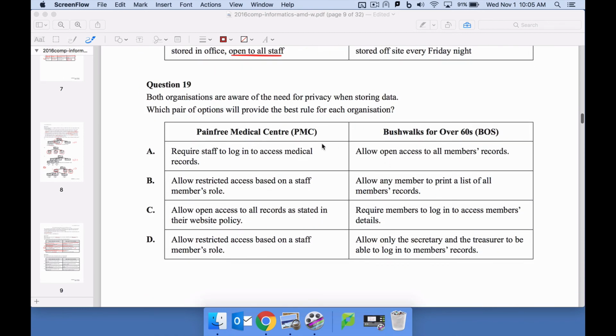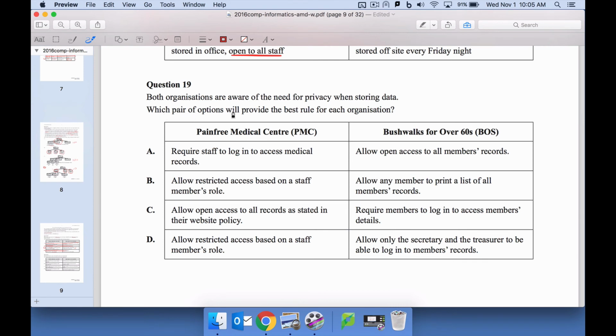Question 19. So we're continuing on with this case study of the PMC and BOS. Both organizations are aware of the need for privacy when storing data. Which pair of options will provide the best rule for each organization? Let's go down the first column for PMC. Require staff to log in to access medical records. That sounds sensible. Let's read the rest of the options first. Allow restricted access based on a staff member's role. That sounds sort of sensible too, maybe.